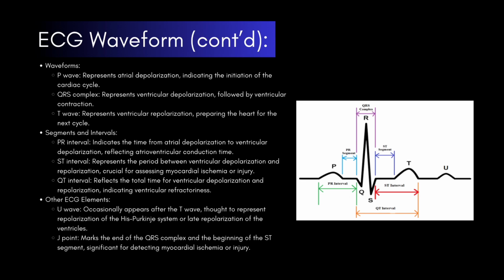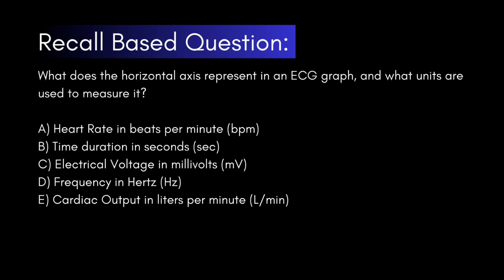So, moving on, let's go ahead and see if you guys retained any of the information from this video with some quick recall questions. What does the horizontal axis represent in an ECG graph, and what units are used to measure it?